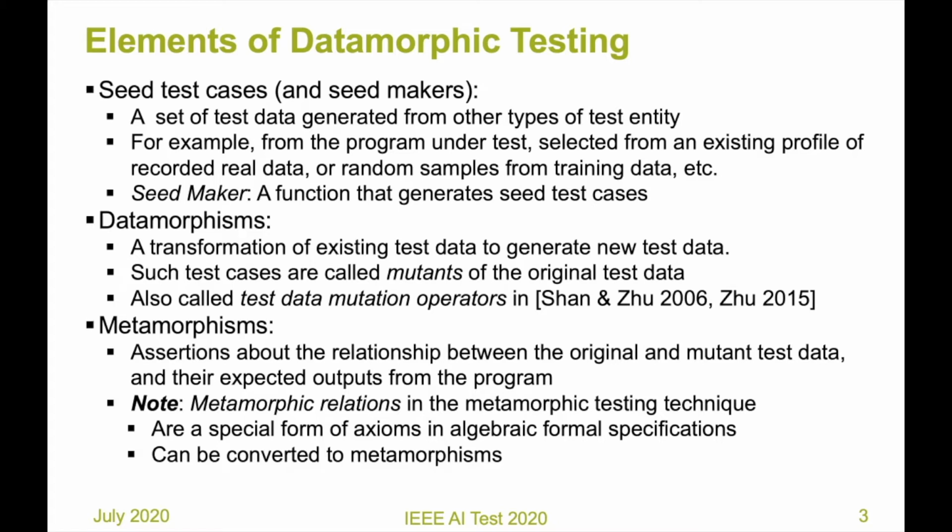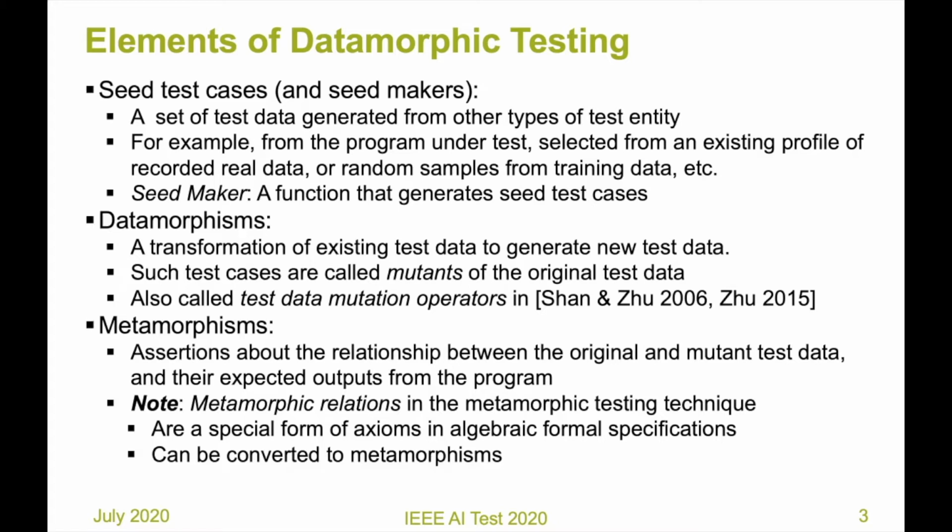Metamorphisms are assertions about relationships between the original and the mutant test data, which could also involve the use of the outputs from the program on the mutant and original test cases. It is worth noting that metamorphisms are closely related to the concept of so-called metamorphic relations in the metamorphic testing techniques.